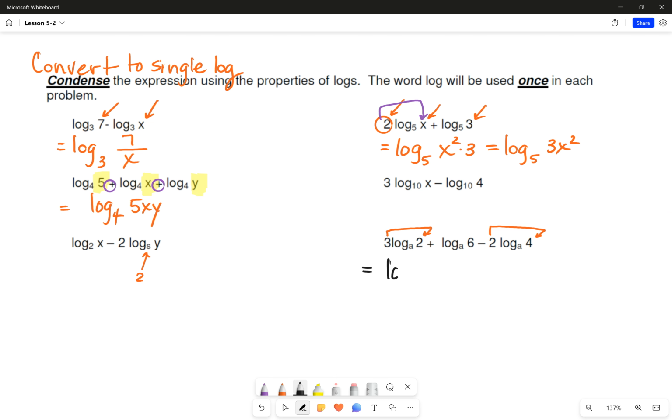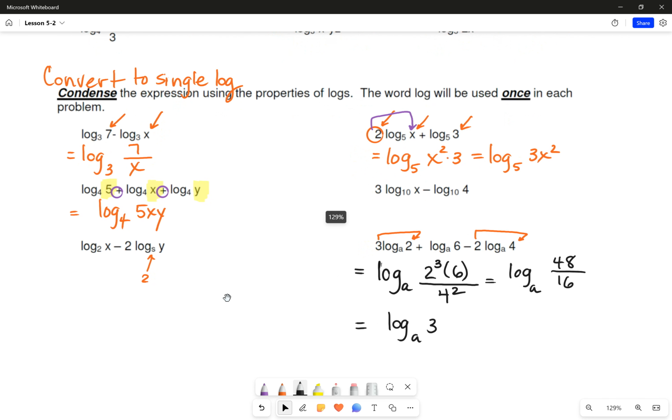Okay, so we know it's going to be a log base a. 3, join the 2 again, it's going to be 2 to the third power. Log base a of 6, there's nothing, so I'm just going to multiply it by 6. And then I have to divide because of the subtraction, and the 4 has a squared. So if we just simplified, log base a, 2 to the third is 8, 8 times 6 is 48. 4 squared is 16. And when you reduce that, you get log base a of 3. And that's it. Notice how the 3 logs became just 1 log.